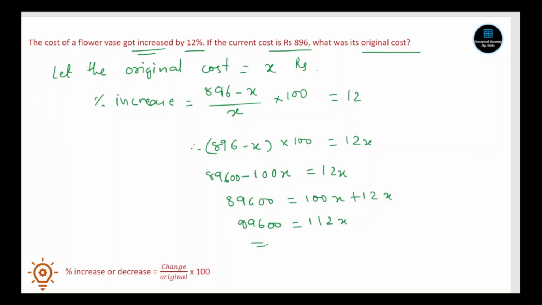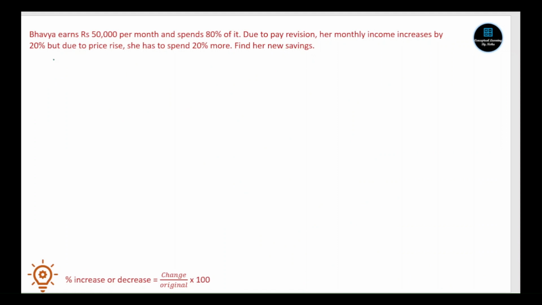112x, and therefore x is equal to, you have to divide by 112. So x is equal to nothing but, yes, it is 800 rupees. So the original price of the vase is 800 rupees, okay. I hope you understood this, right? Great.